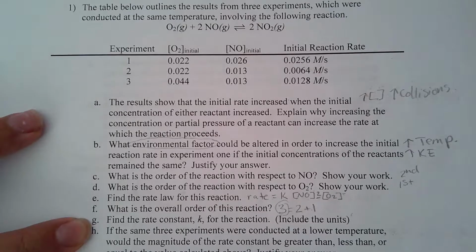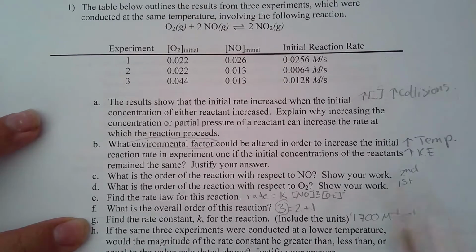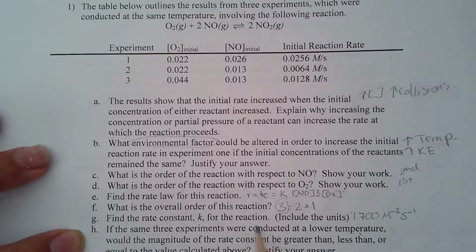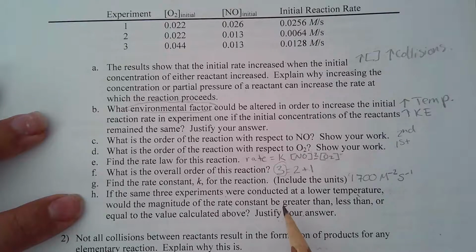And then the rate constant k, we did do this calculation in class. We end up with 1,700 molar to the minus 2 per second, okay, per molar per second. And then if the same 3 experiments are conducted at a lower temperature, what would happen to the magnitude of the rate constant? And we have to justify our answer. Remember, the justification is always the most important part.